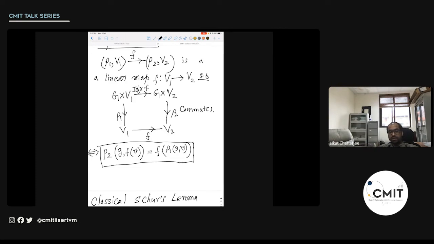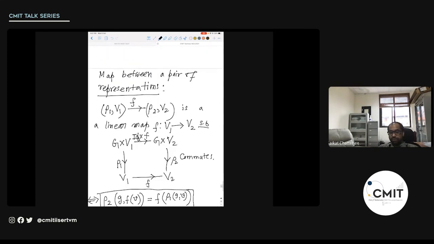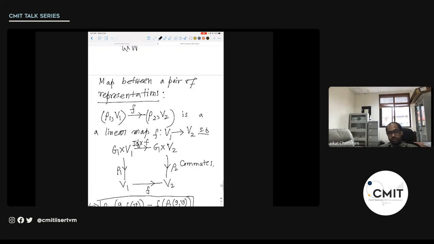This F is called a morphism between two representations: an arrow between the corresponding vector spaces, such that this arrow satisfies these conditions. Done. So this is an arrow between two representations, and now you can actually talk about the category of representations.